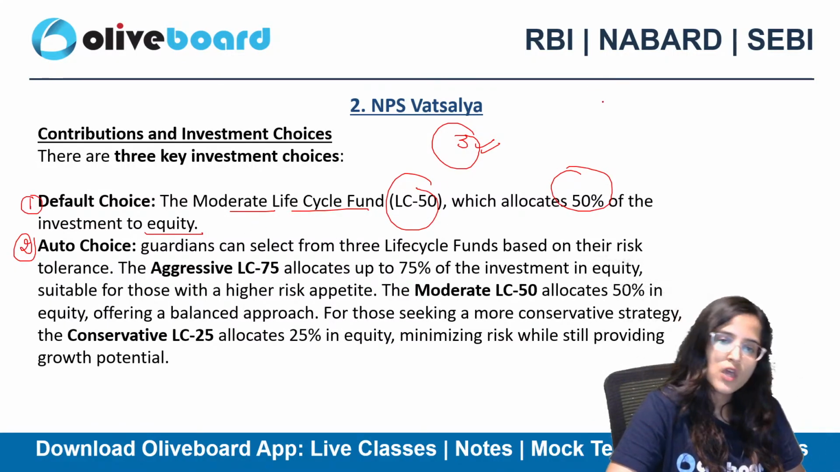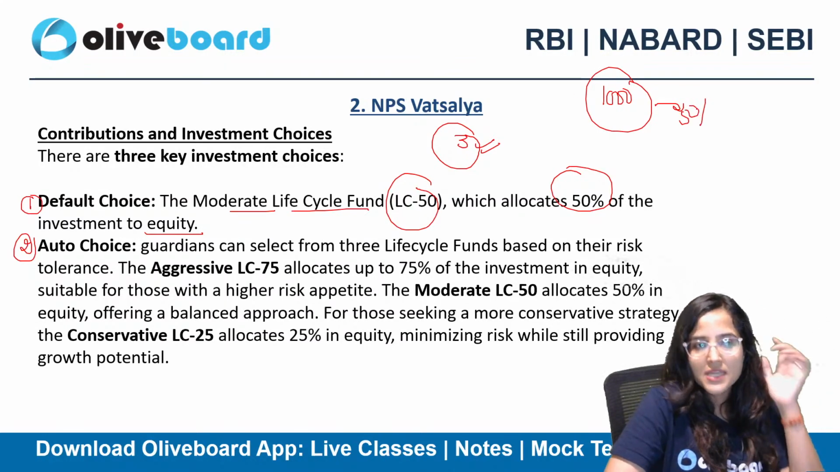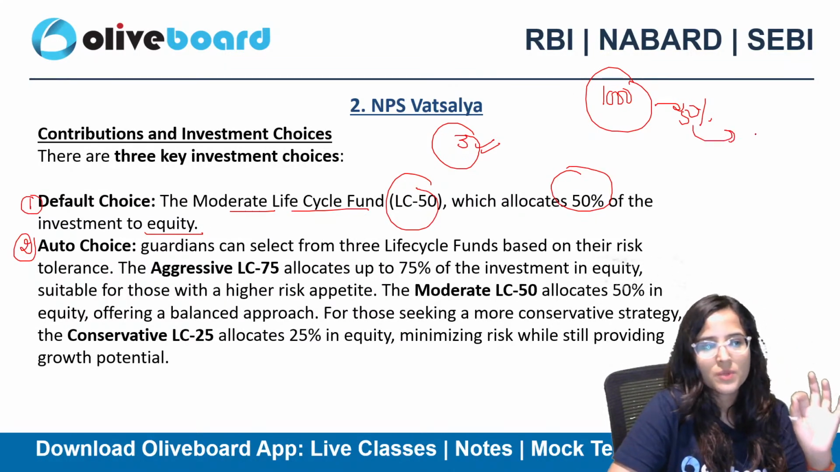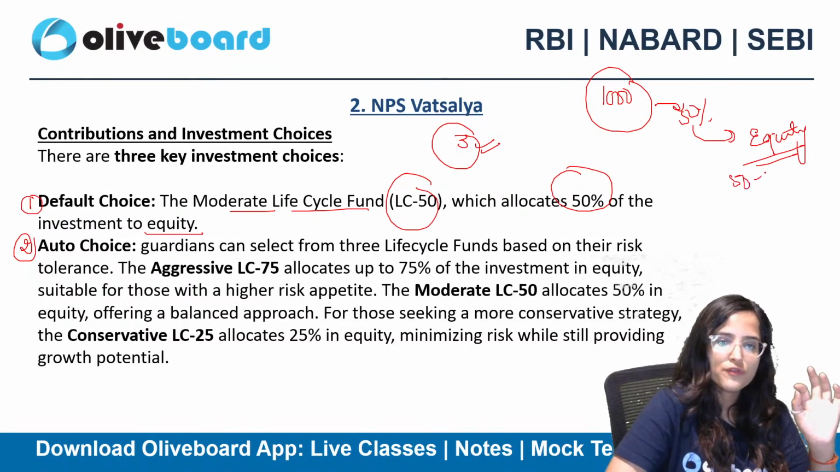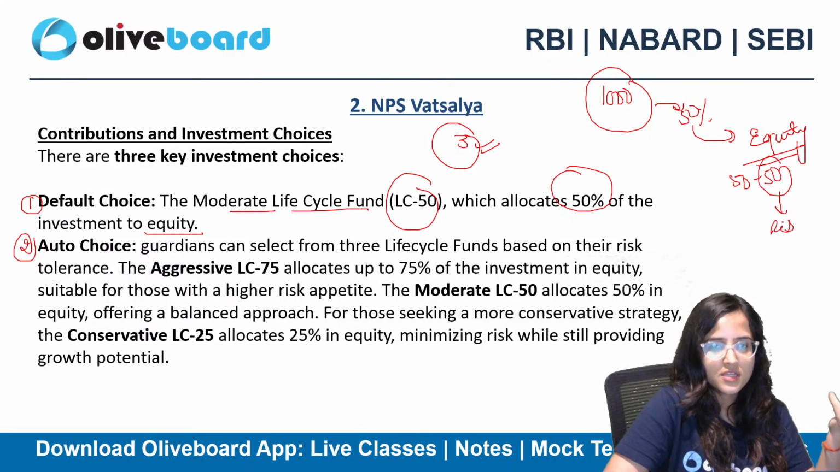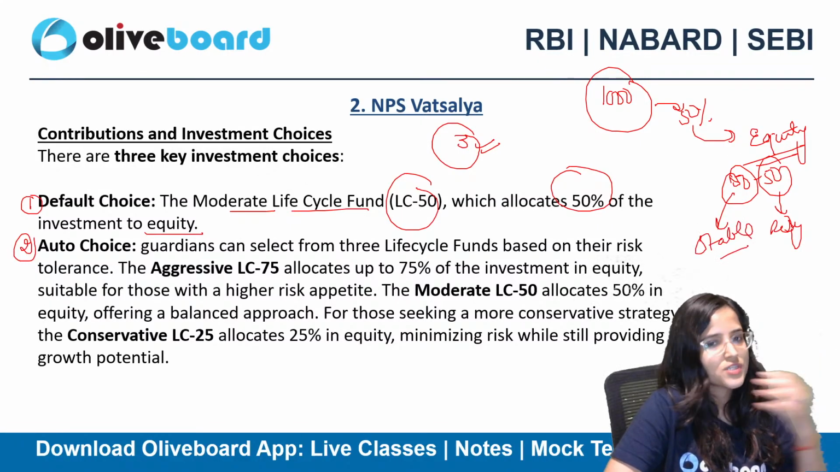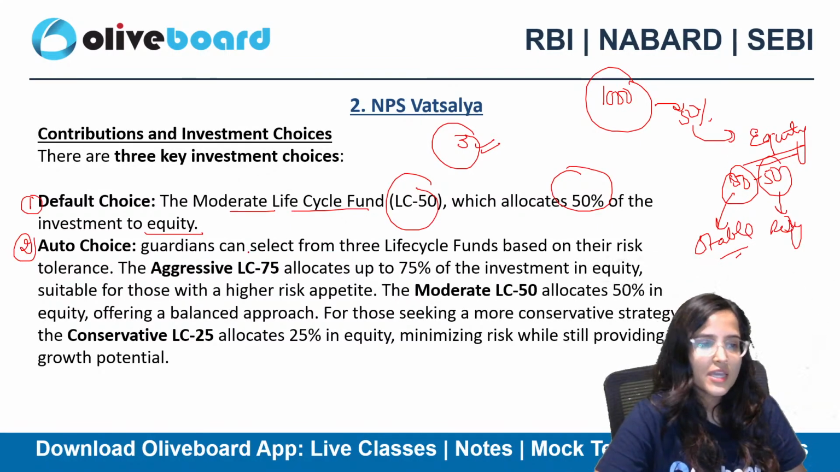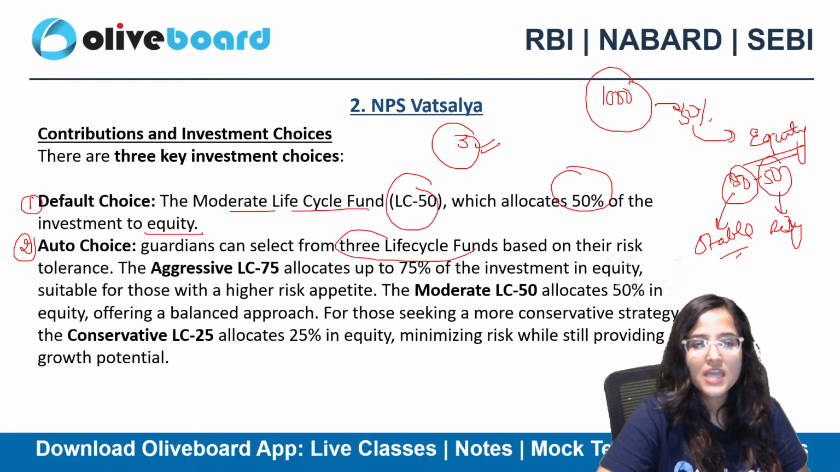So suppose you have put in 1000 of your money. इसमें से 50%, in case of default choice, 50% will be invested in equity. So this is like 50-50, you're taking a risk. 50% in a risky asset, 50% in a more stable asset. So this is your first choice. Second is your auto choice. In auto choice, guardians can select from 3 life cycle funds.